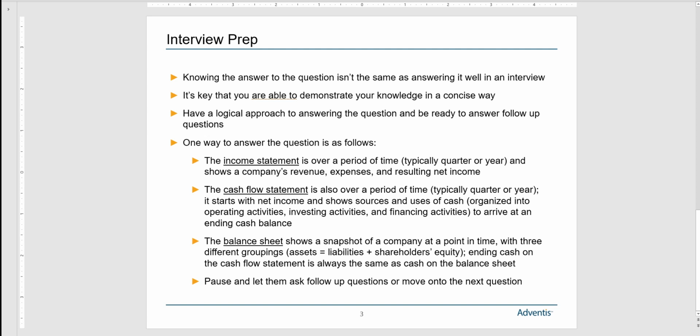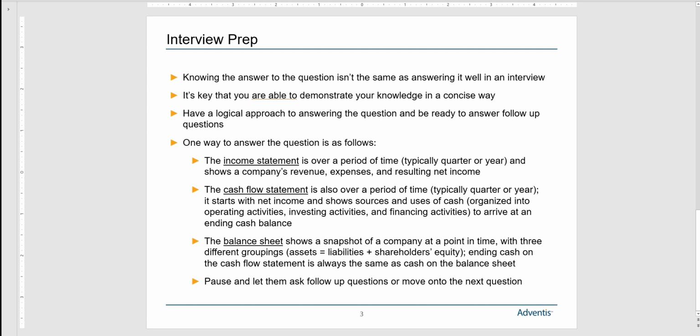Given the fact that we just went through a conceptual review as well as an Excel walkthrough, you're probably feeling comfortable with the three statements. However, be cautious that just knowing the concept or answer isn't always enough, and there's a gap between knowledge and actually answering the question well. You'll need to practice this concept and walk through the three statements numerous times before it's interview ready.